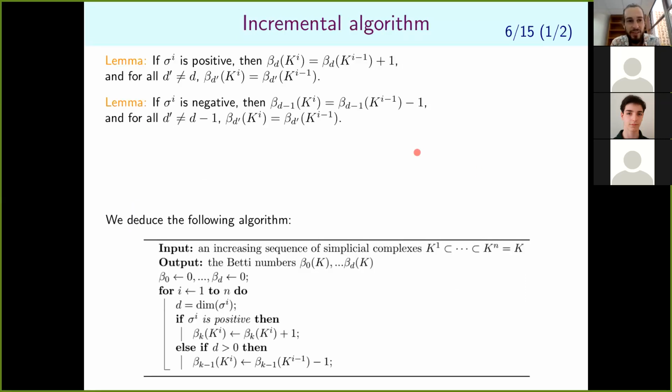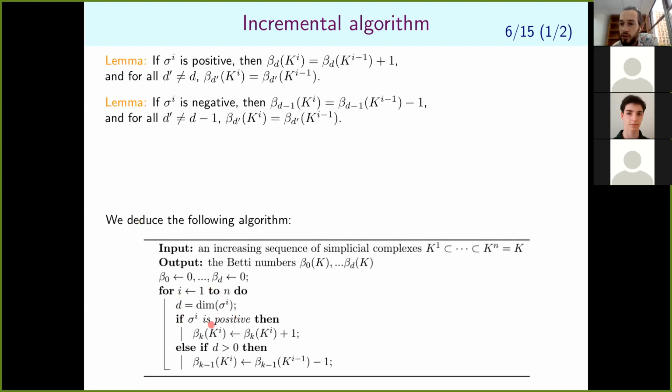So we've seen that adding a positive simplex increases the Betti number of dimension d, and adding a negative simplex decreases the Betti number in dimension d minus 1. So now we can easily compute the Betti numbers of our simplicial complex K by simply following this algorithm. So we add the simplices one by one.